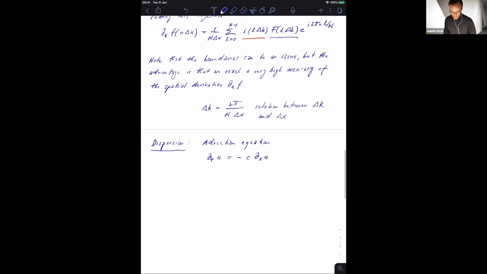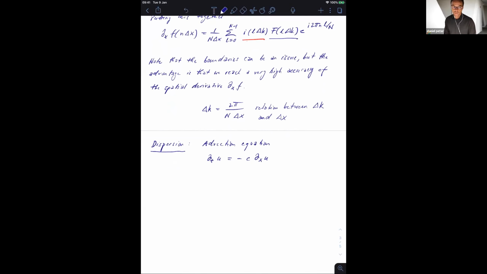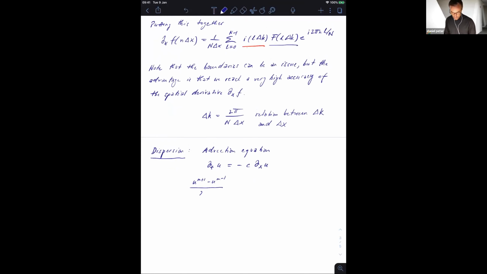So we see then for the time derivative, we use a finite difference scheme. We approximate this by u m plus 1 minus u m minus 1, a central scheme, divided by 2 times delta t. That would be our approximation of the temporal derivative.